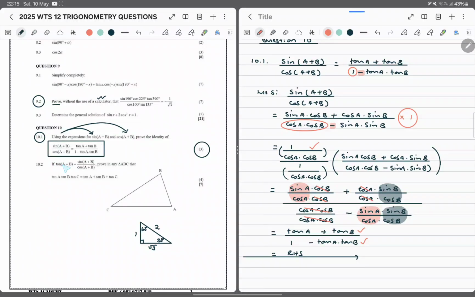If tan(a plus b) is equal to sine a cos b, prove in any triangle ABC that tan a times tan b times tan c is equal to tan a plus tan b plus tan c. Wow. What a wow. This is a very good question, I suppose. I think it's worth looking at.